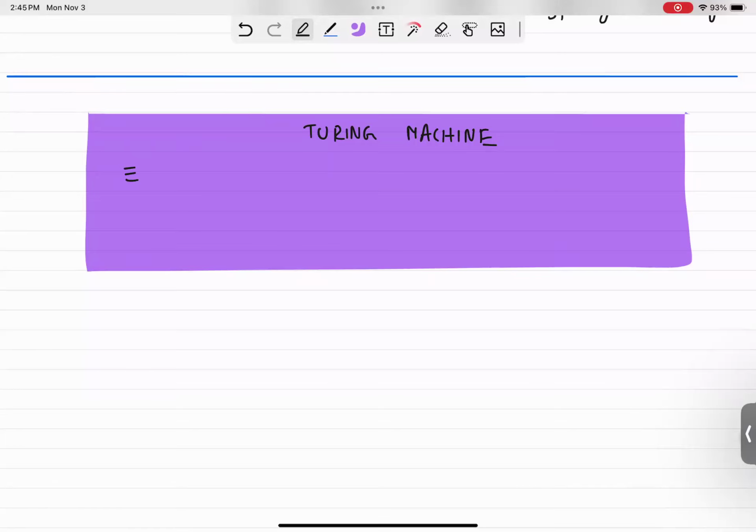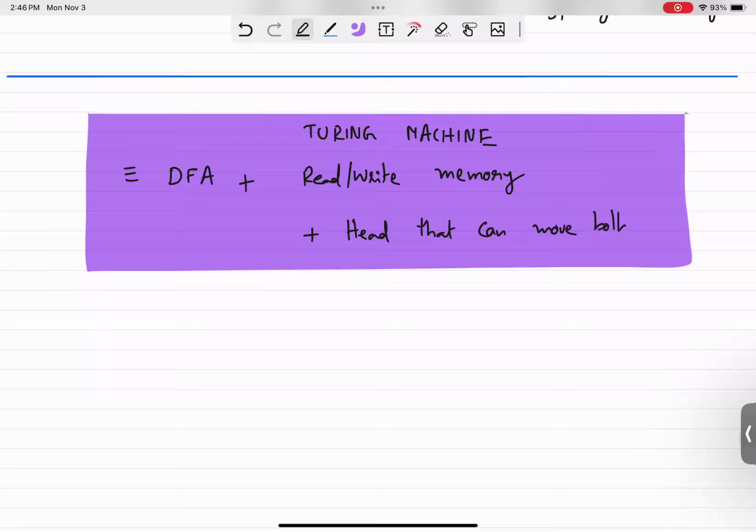And if you think of a Turing machine, a one sentence summary is it's a DFA plus a read write memory array. So you'll still have a finite, fixed number of states. I'm just going to equip a DFA with one long array of read write memory, plus a head that can move both ways.